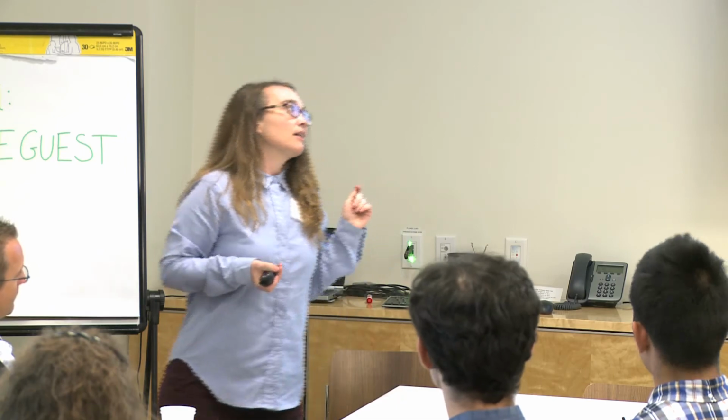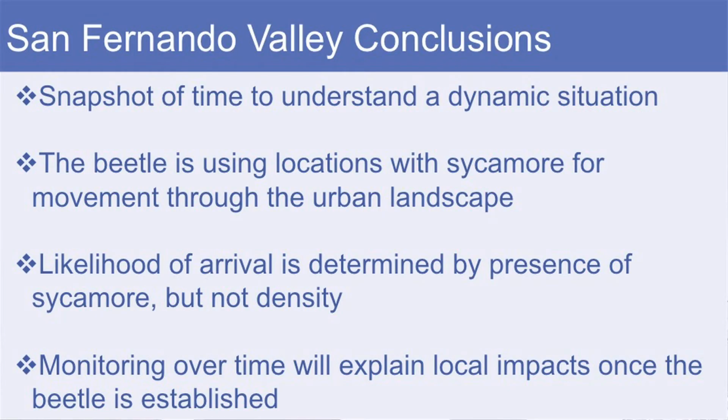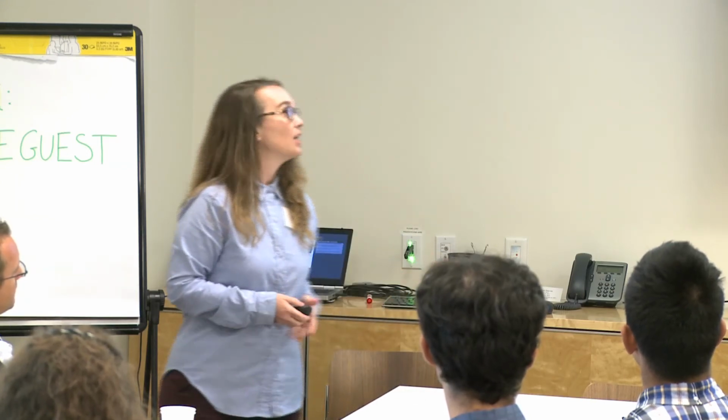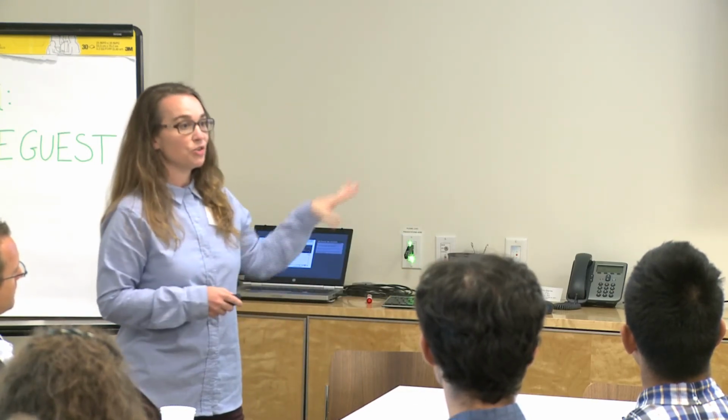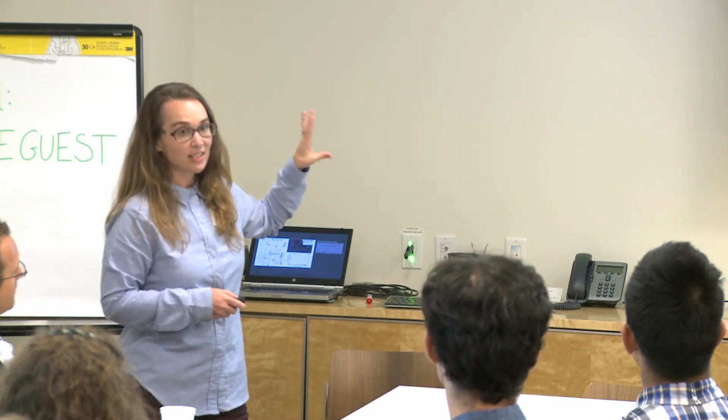And the limitation to this is that this is taken during a snapshot in time. So a lot of these could be just an artifact that the beetle hasn't gotten there yet, or that the beetle has just arrived. And the arrival of the beetle in these locations has happened at different times. So there are limitations to looking at this snapshot in time.